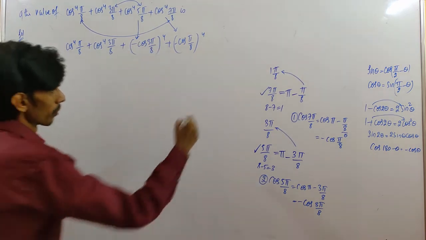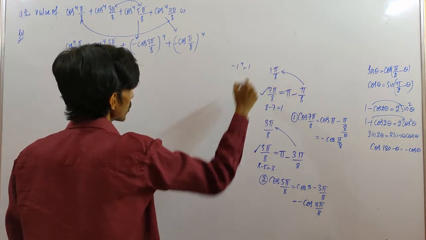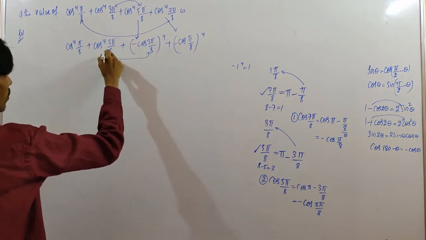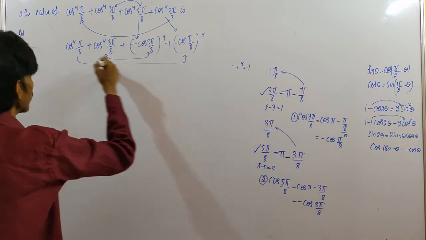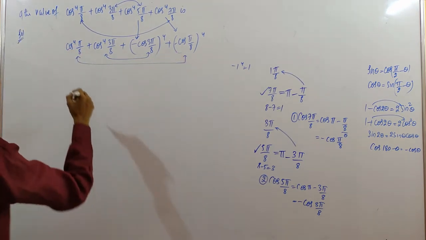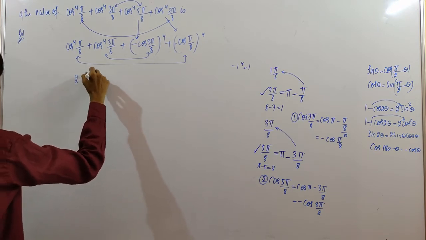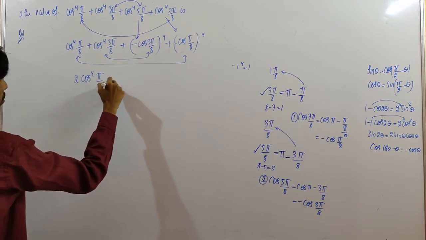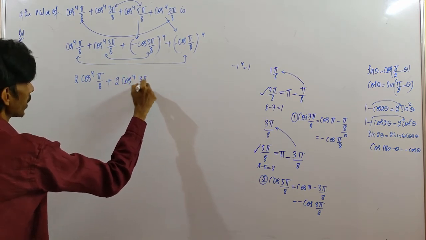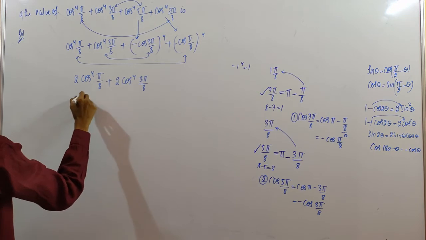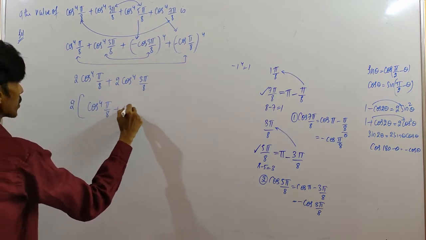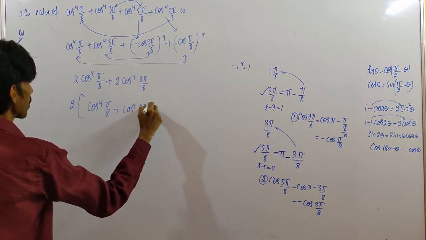Minus power 4, that is (minus 1) power 4, is 1 only. So this will become positive. These two are the same and these two are also the same. One cos power 4 and one cos power 4 will be 2 cos power 4 pi by 8, plus these two will be 2 cos power 4 3 pi by 8. Take 2 common: we have cos power 4 pi by 8 plus cos power 4 3 pi by 8.